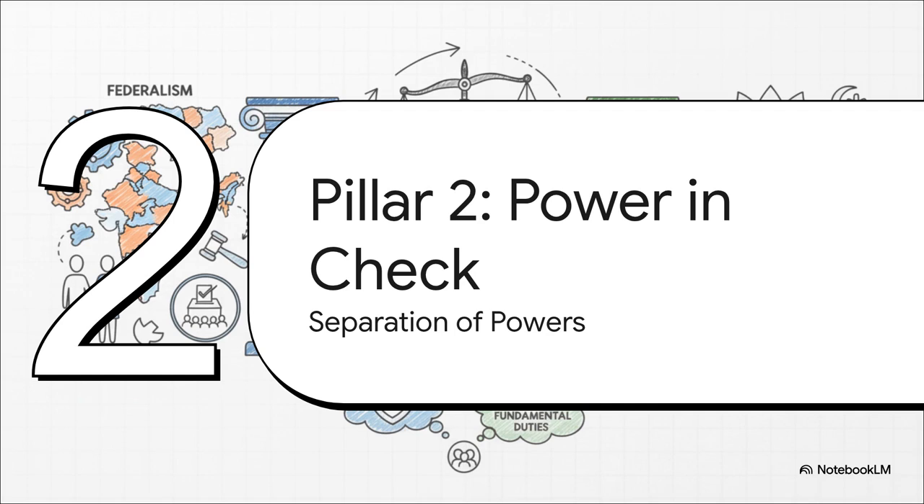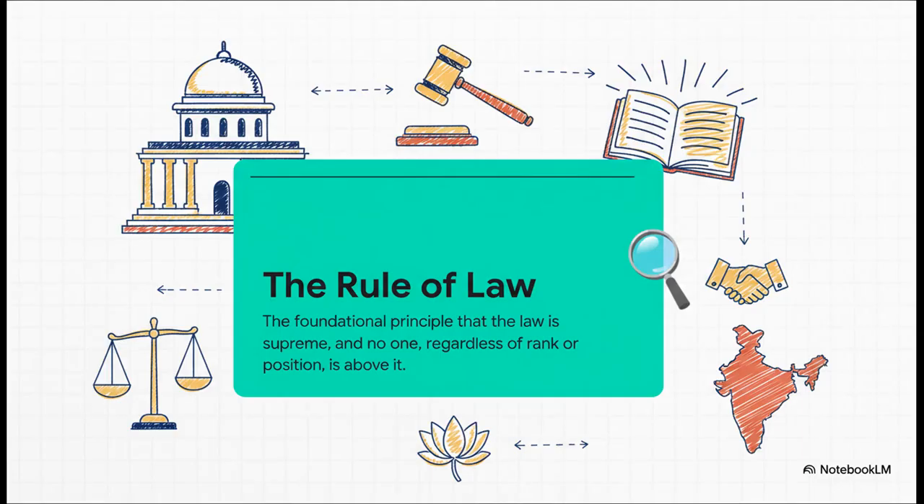Okay, so you've divided power between the union and the states. But then how do you stop any one part of the government from becoming too dominant? Well, that brings us to our second pillar, keeping power in check. At the absolute heart of this pillar is the rule of law. This is a critical concept. It means that the law is supreme. It's king. It applies to everyone, from an ordinary citizen all the way up to the highest government official. The Constitution makes it crystal clear nobody is above the law.